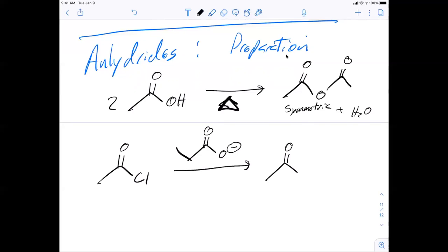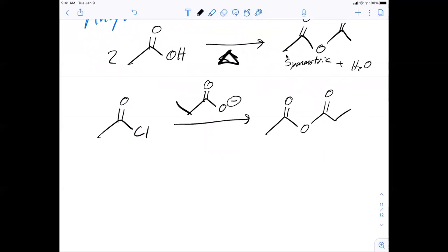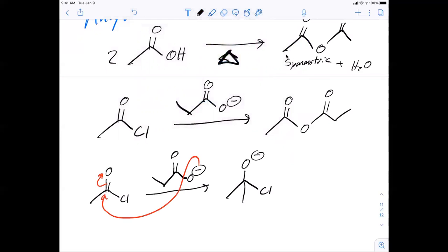And in this case, we end up with this, right? And this is a substitution. So, you know, we've got the chloride, we get nucleophilic attack, we break the pi bond, get the negative chloride. Now we've got our carbonyl here.